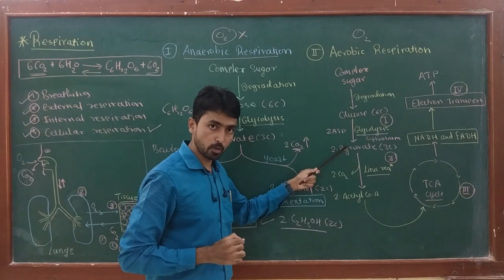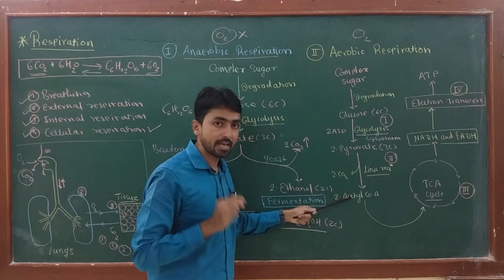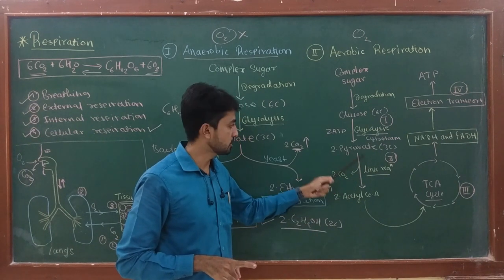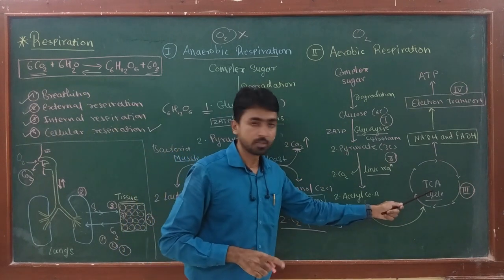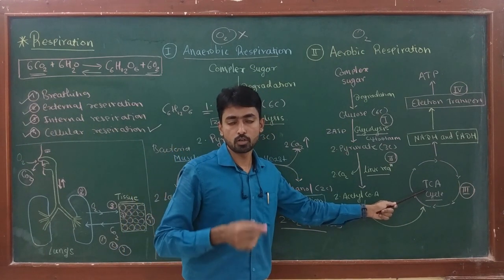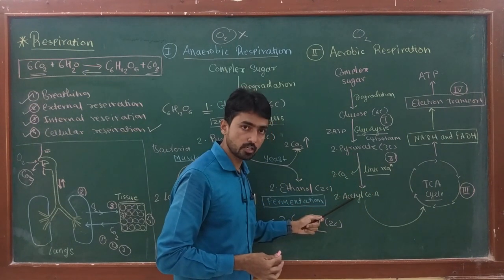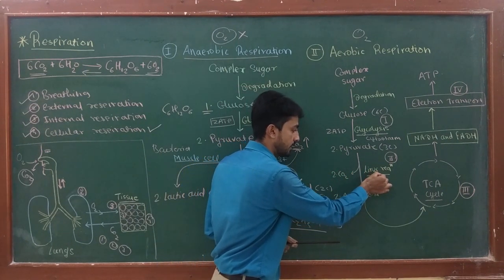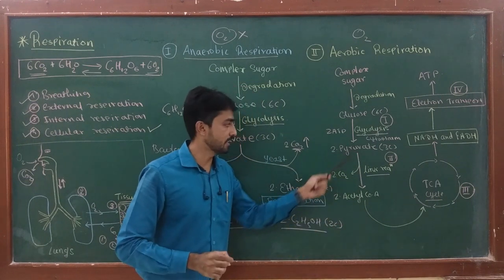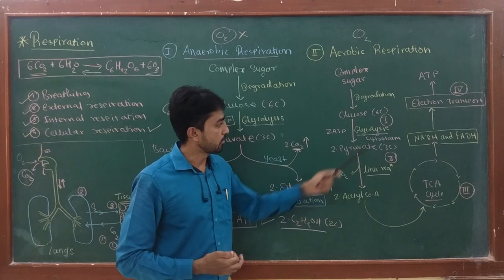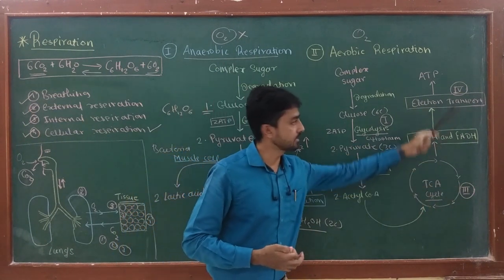Now from these 2 molecules of pyruvate, 2 molecules of acetyl-CoA are produced in the link reaction, because pyruvate cannot directly enter into the TCA cycle or tricarboxylic acid cycle. So first this pyruvate is converted into acetyl-CoA in the link reaction. A special enzyme carries out this reaction, called the pyruvate dehydrogenase complex. In my upcoming video, I am going to discuss all these 4 stages in detail.